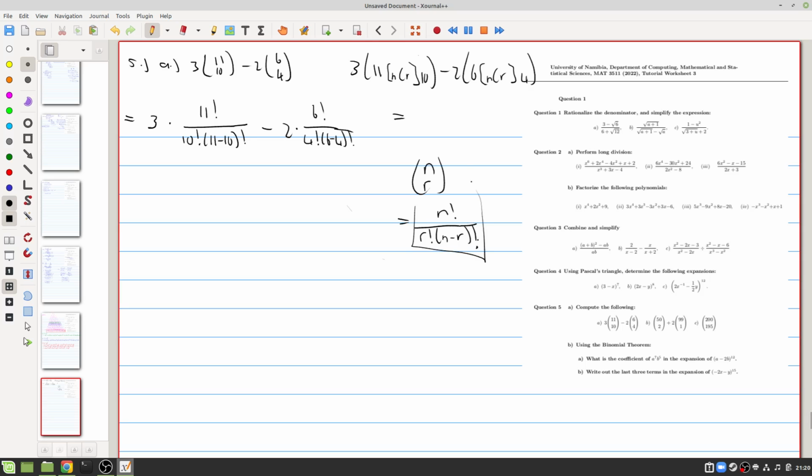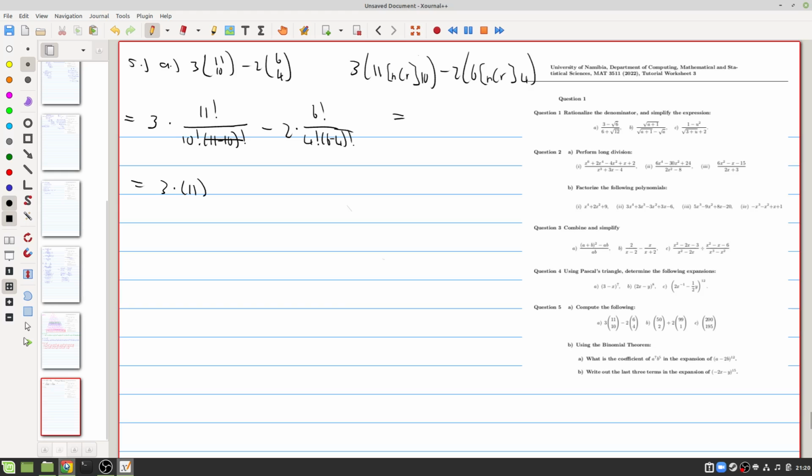Right, so this is what we're using. The fact that these two things are the same, we're using that to compute this. Okay. So here we've got 3 times 11 factorial. So 11 minus 10 is just 1, and 1 factorial is just 1, so that can cancel out. Now 11 factorial over 10 factorial is just 11.